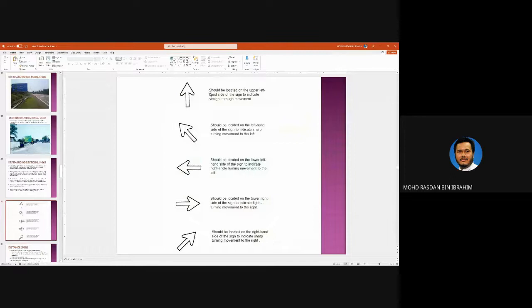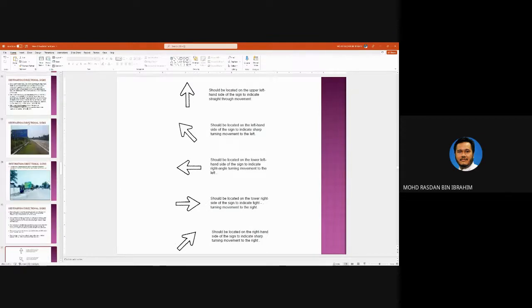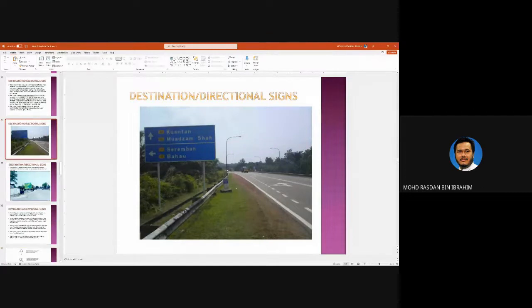Going straight should be located upper left hand side to indicate straight or go through movement here. If you have something going to the northwest, it should be second. The third one going to the left, the fourth one going to the right, the fifth one going to the northeast. So it will always be counterclockwise rotation, the way you arrange it. But you should not have more in one block here, the maximum is 3. Maximum is 3.